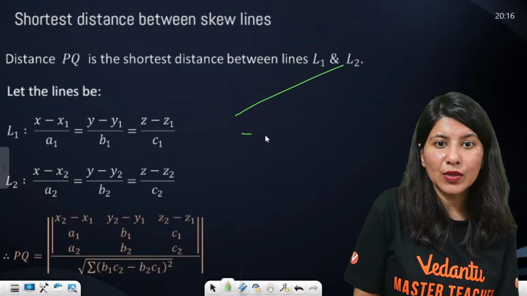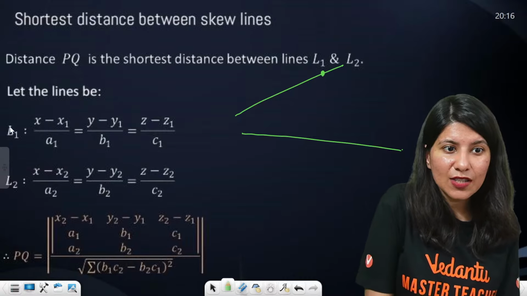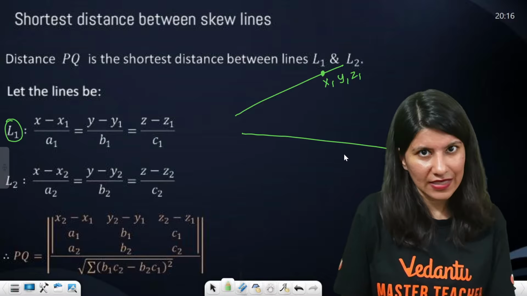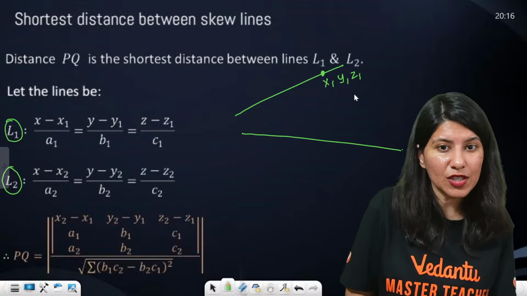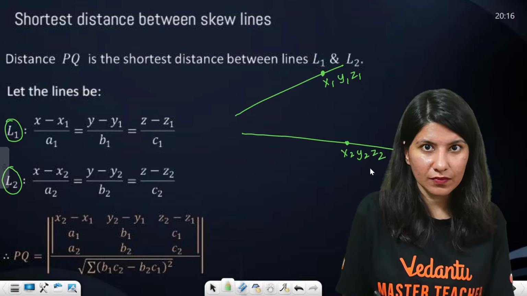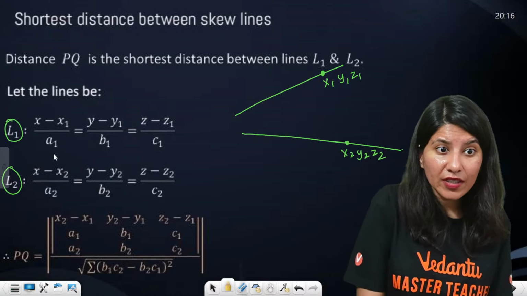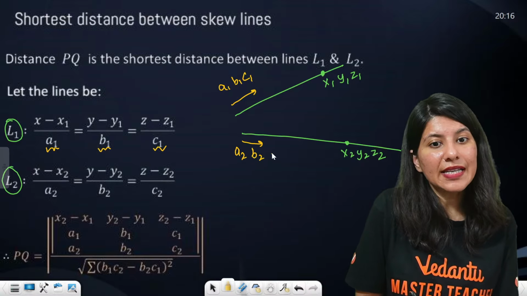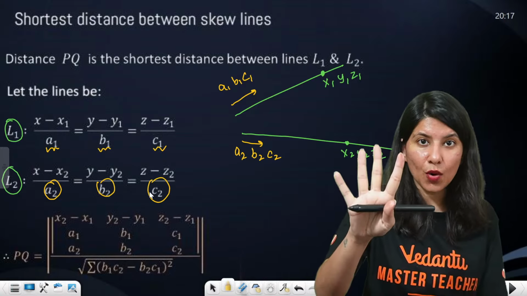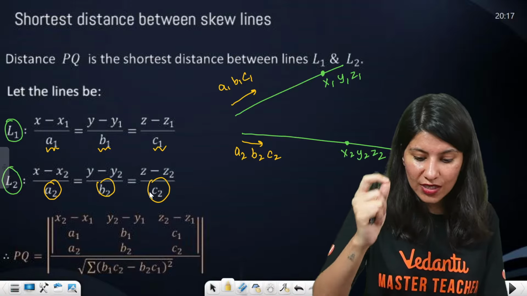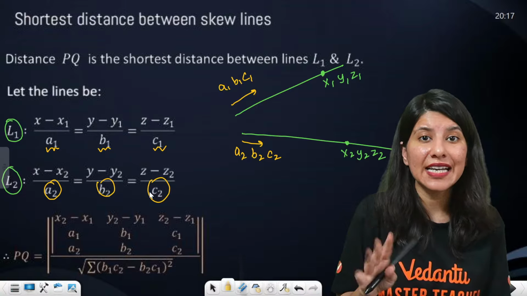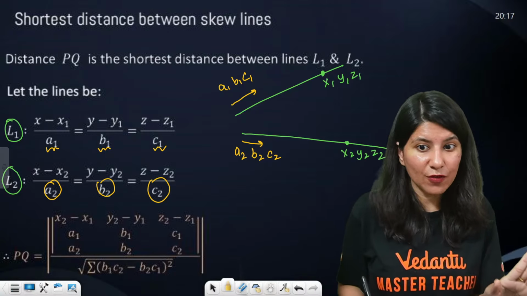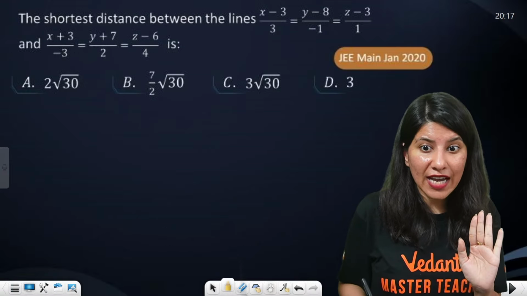Suppose you are having two lines. This is your line number 1. If you have line number 1 given in the question, then you must be having x1, y1, z1. If you have line number 2 given, then you will have x2, y2, z2. And you are going to have the direction ratios of line 1 as well as line 2. Only these 4 things you want to calculate shortest distance between two lines: a point on line 1, a point on line 2, and direction ratios of line 1 and line 2.